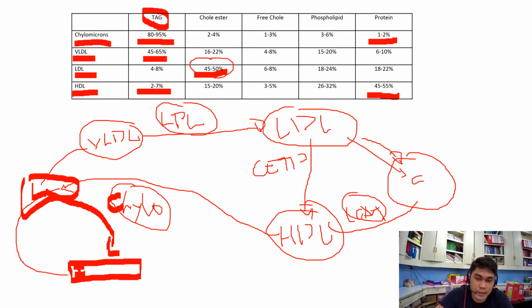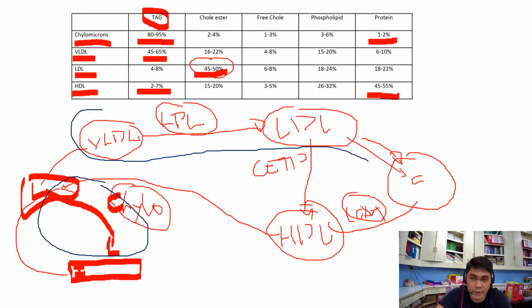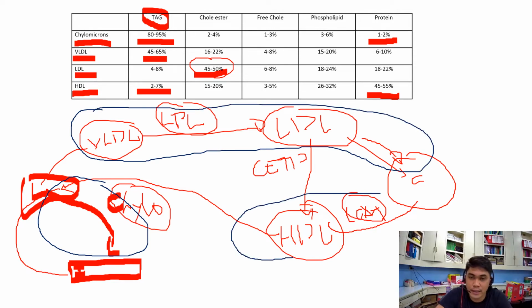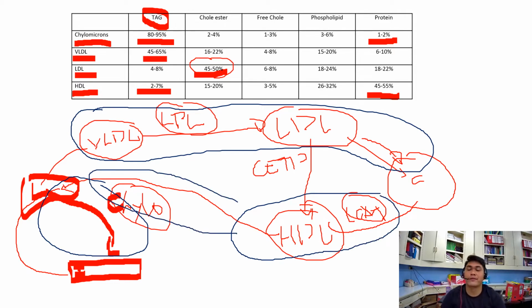This one right here is the exogenous pathway. From this area to this one, you have the endogenous pathway. And this one is the reverse cholesterol transport, up to this one. For reverse cholesterol transport, the HDL removes excess cholesterol from the cell and transports it back to the liver. So that's the explanation of the pathway for your lipoproteins and lipids.